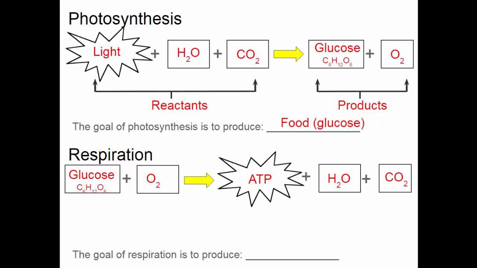Photosynthesis takes light energy and converts it into what? Food, glucose. Then respiration takes glucose, converts it into ATP. And this is like electricity to our cell phone. That's what ATP is to the cell. It's what the cell works on. If our cells don't have a constant supply of ATP, they die. So what sorts of living things go through the process of photosynthesis?